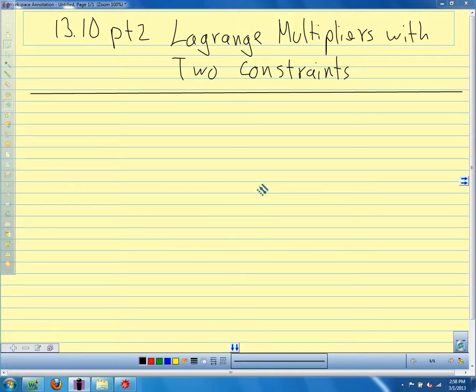All right, so we're going to do another example, a Lagrange multipliers example with two constraints. I didn't have time to do it in class. Now, before I do this example, I wanted to show you a graph of the surface that we worked with in class. So I've got this going here.